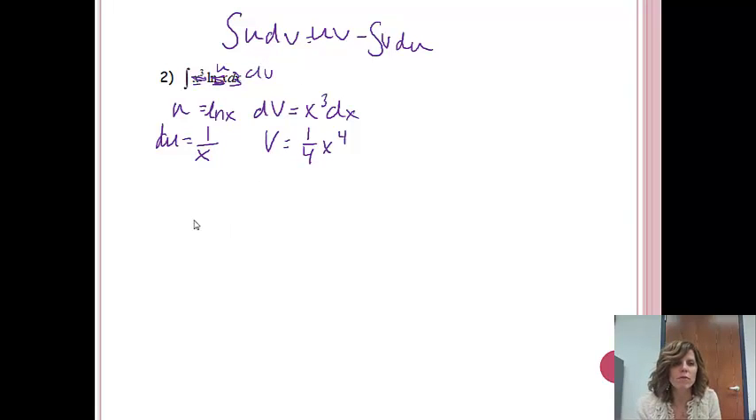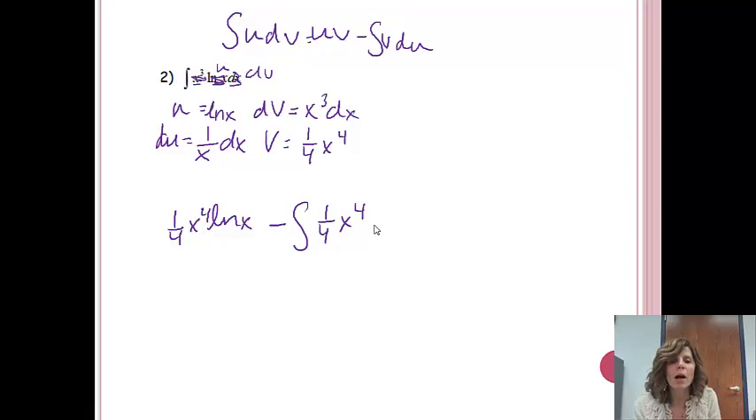So uv, u times v is going to be 1/4 x to the 4th ln x minus the integral of v times du. So v times du will be 1/4 x to the 4th. Whoops, I forgot to put dx on that, sorry. 1/4 x to the 4th times 1 over x dx. All right, so I'm going to simplify this. This would be the integral of 1/4 x to the 4th times 1 over x. If I put a 1 under there, one of those x's is going to cancel and make it x cubed.